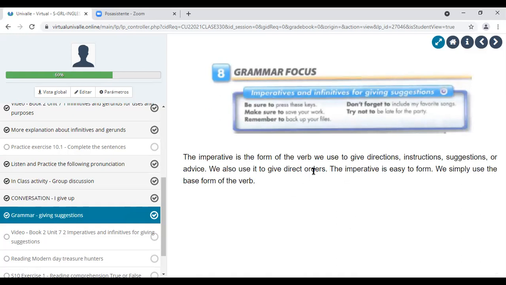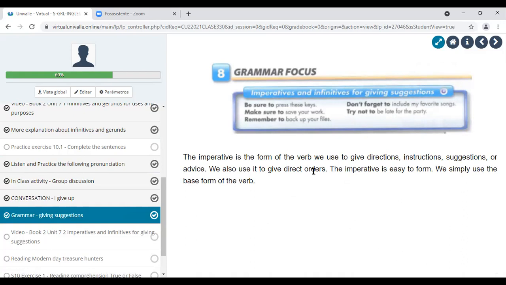Be sure to press these keys. Make sure to save your work. Remember to back up your files. With imperatives, don't forget to include my favorite songs. Try not to be late for the party.